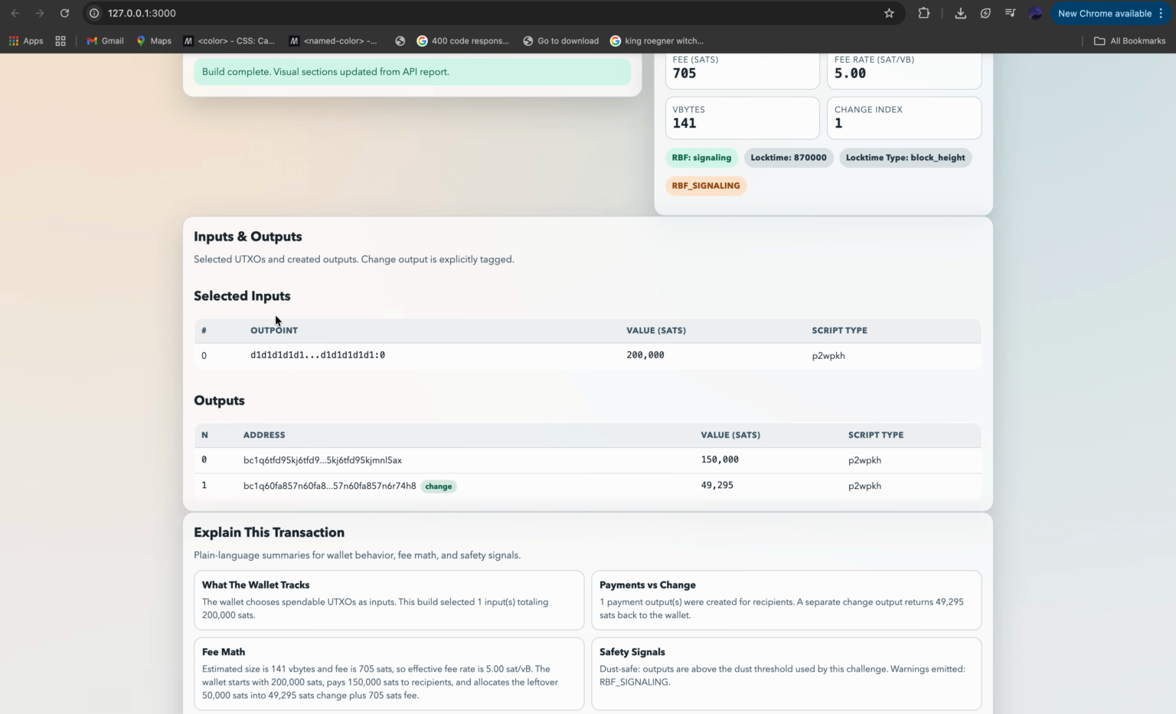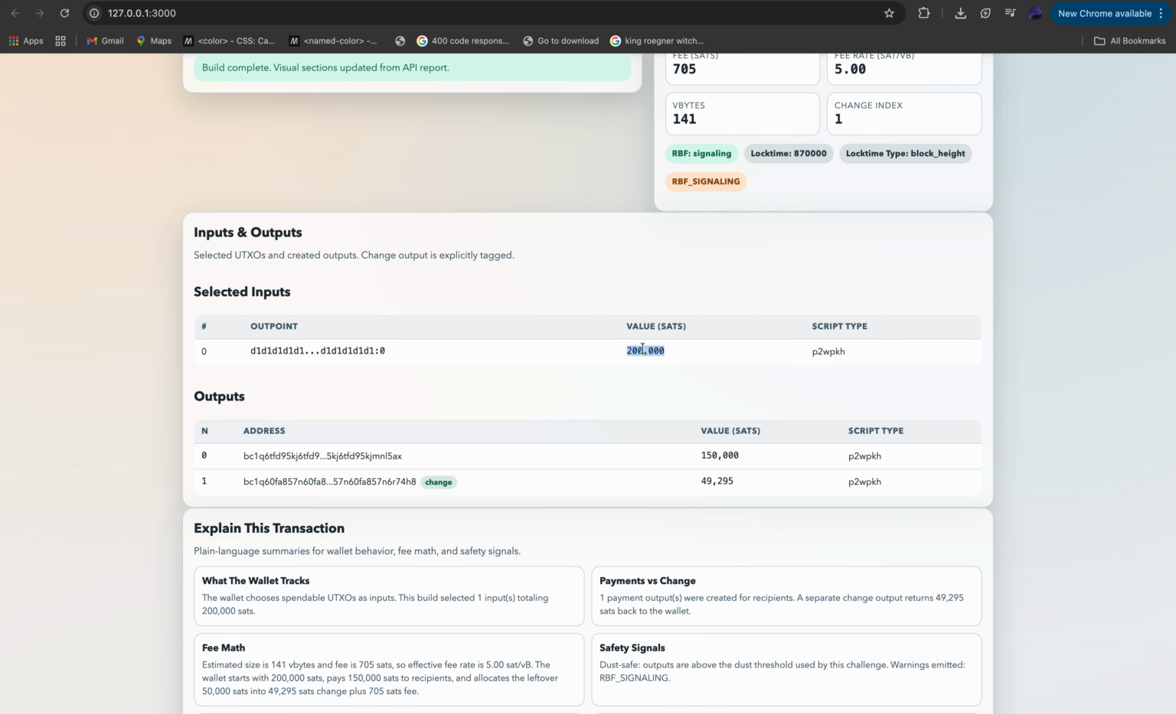So what is a UTXO? UTXO simply stands for unspent transaction output. A wallet tracks UTXOs, which are small spendable pieces of Bitcoin, and coin selection means choosing which UTXOs become inputs for this payment. In this case, this is the UTXO which is the input, and the value of this is 2 lakh sats. Now let's come towards outputs.